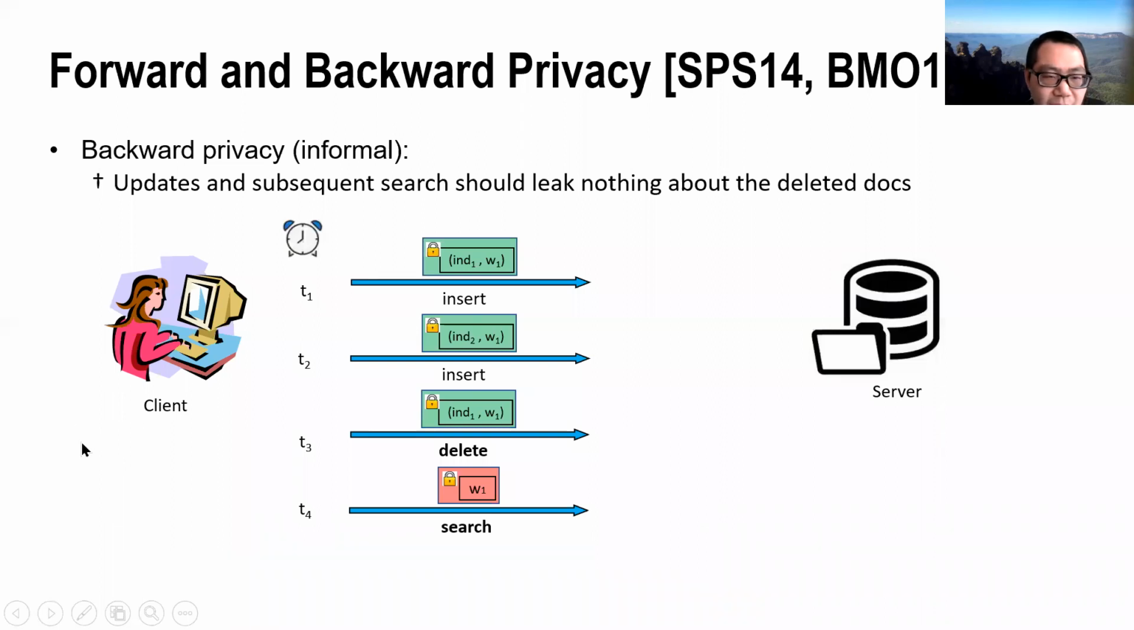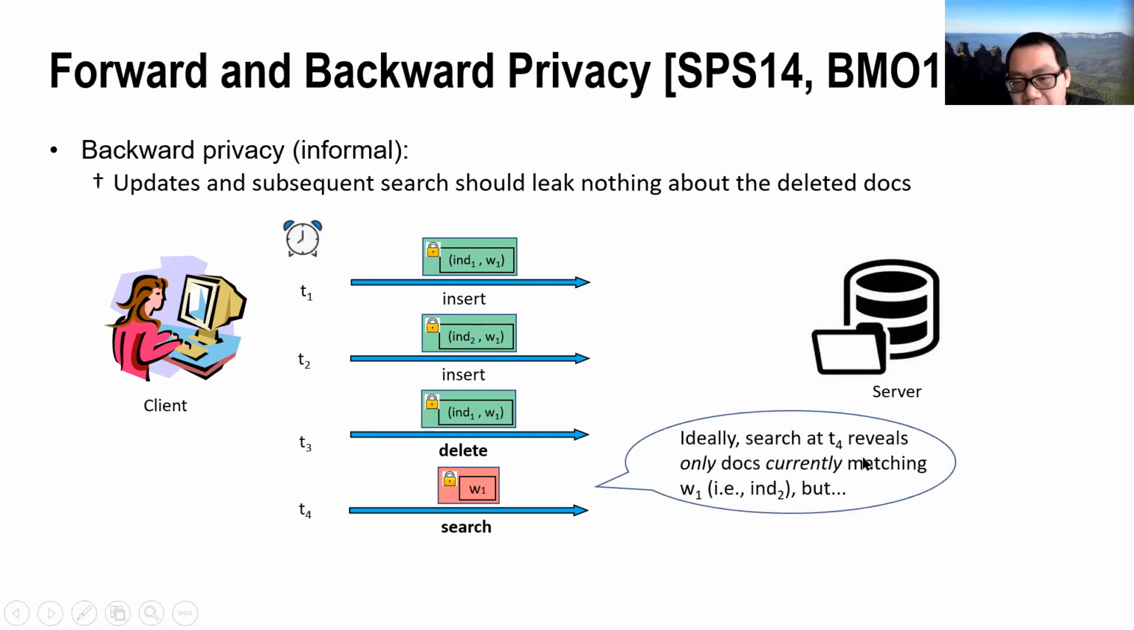More precisely, suppose that the client at time T1 inserts a document ID1 containing the keywords W1. At time T2, she inserts another document ID2 containing the same keywords W1. After that, at time T3, she decides to delete the document ID1 containing the keywords W1. Finally, at time T4, she performs a search query on the keywords W1. Ideally for backward privacy, we hope that the search at time T4 reveals only the documents currently matching the queried keywords W1 and leaks nothing about the deleted document ID1. But in fact, it is not easy to achieve this goal.